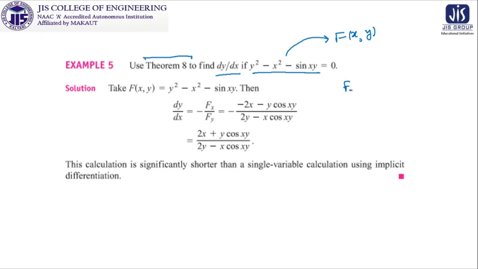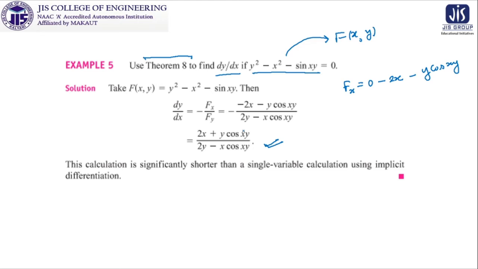fx is the partial derivative of f with respect to x. The y square part will be 0, minus for x square it will be 2x, then minus sine xy is differentiated partially with respect to x, so it will be cos of xy, and then xy is differentiated partially with respect to x, and we get y. That is why fx is equal to minus 2x minus y cos xy, and similarly fy is equal to 2y minus x cos xy. So taking minus common from this part, we get the answer for dy dx.